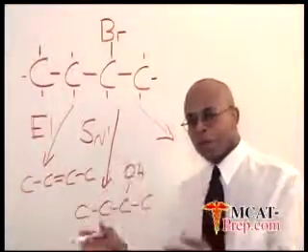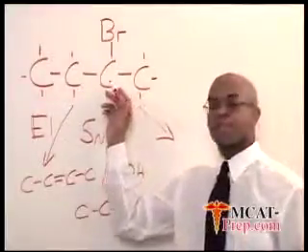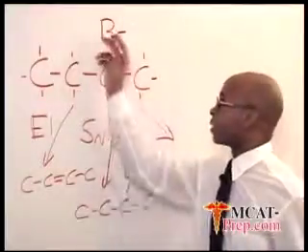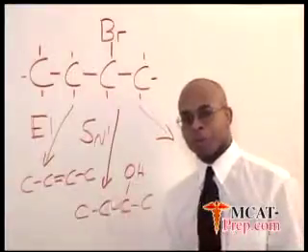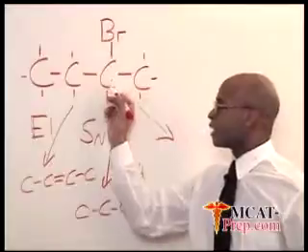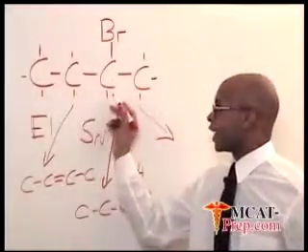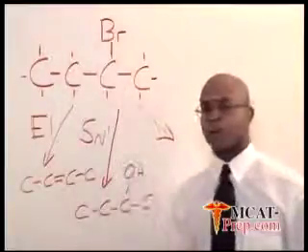Na plus, OH minus. Seeing this, well, this is a delta positive carbon because it's attached to bromine, which is more electronegative, being towards the right on the periodic table. So this is delta positive. OH minus would be attracted to this. OH minus would come in here, hit this carbon, and knock out the bromine.